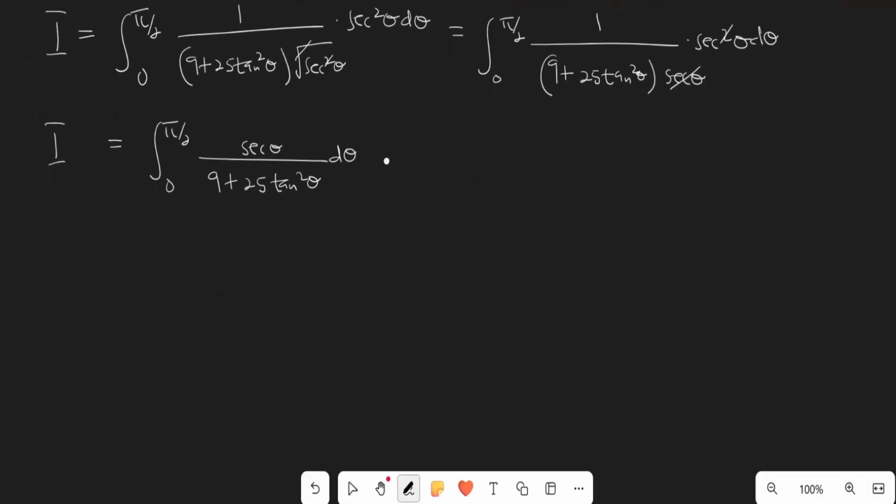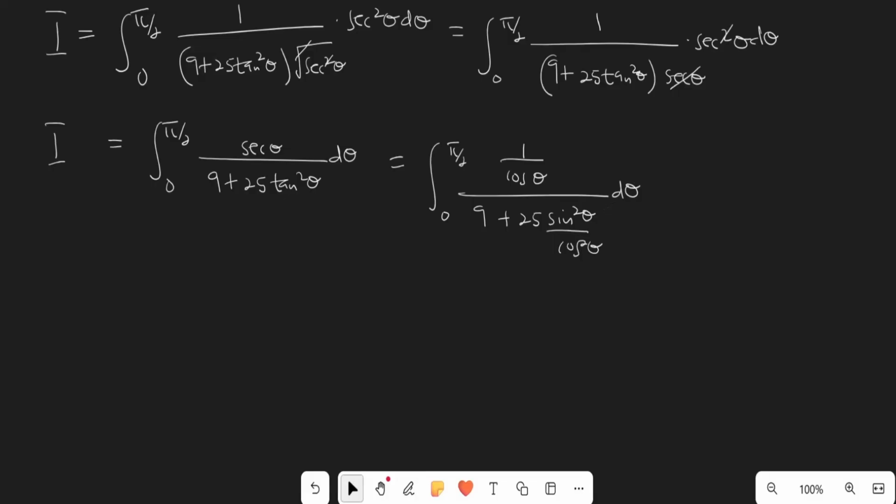Now what is secant of theta? Secant of theta is 1 over cosine of theta, right? So in the numerator, I'm going to write 1 over cosine of theta, and the denominator is 9 plus 25 tan square of theta, which can be written as sine square of theta over cosine square of theta, d theta.